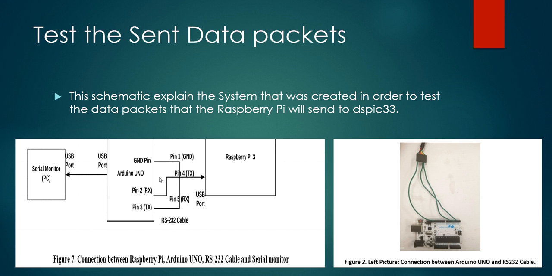Now for the final product, whenever we're using a dsPIC 33, I just want to indicate that nothing will be added or changed in the Raspberry Pi software. So this was only constructed for testing purposes, only to confirm that the Raspberry Pi is sending the right data packets to the Arduino Uno. Over here, this is the connection that was made between the RS-232 cable and the UART pins on the Arduino.